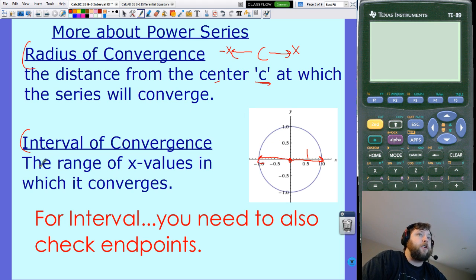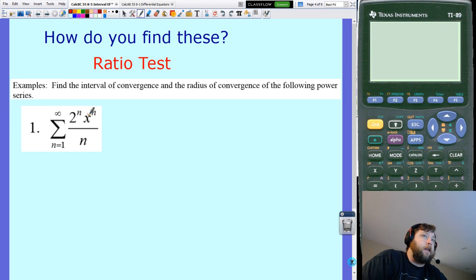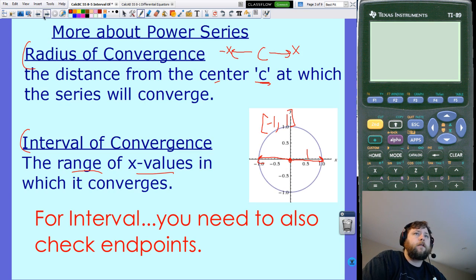Now, the interval of convergence is just telling me the range of those x values. So the range of the x values in here would be from -1 to 1. That's kind of what we're doing. We're going to go through an example like this, looking at that x value and figuring out how far away can x be from the center, and what are the values? And one thing: when we check the interval, you also need to check if the endpoints converge.